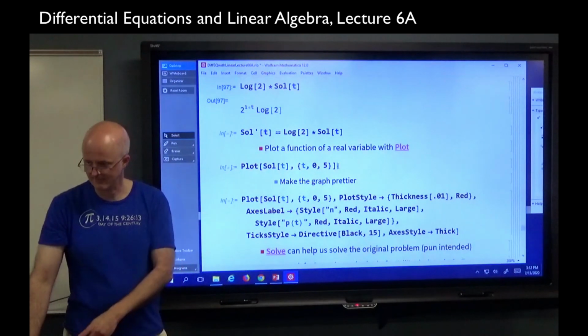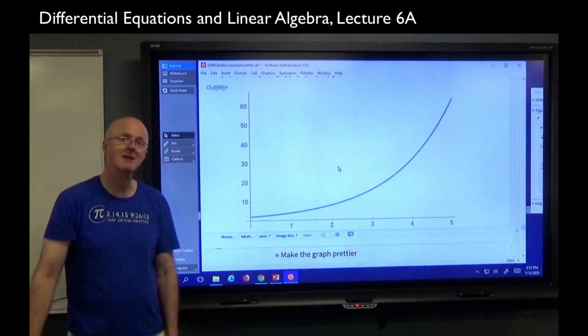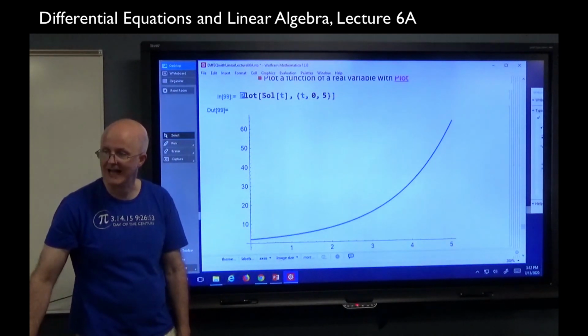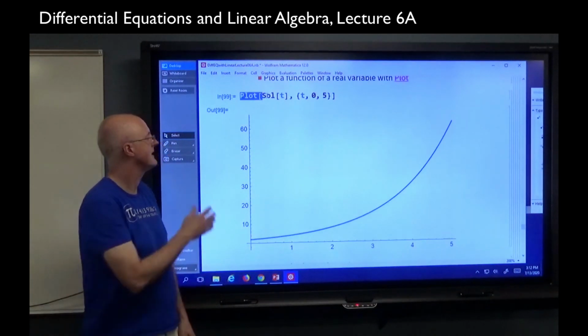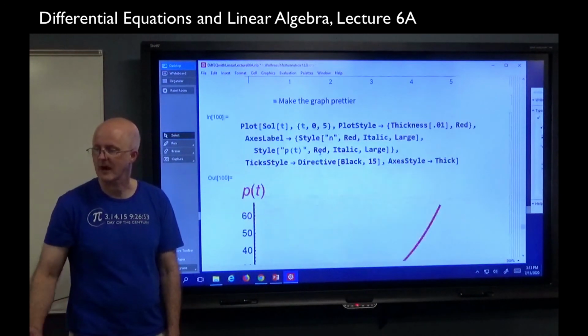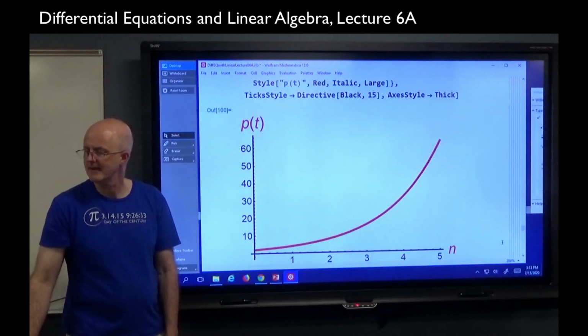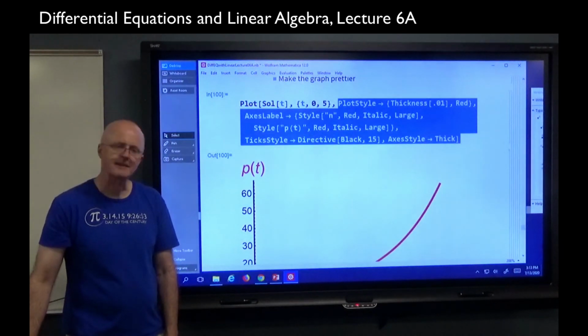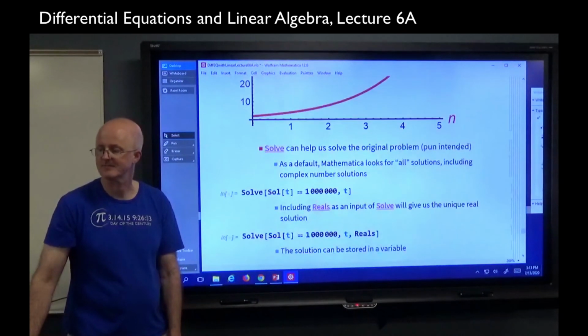We can make plot. That's now a continuous plot, made with plot instead of discrete plot. It's a continuous graph. That's what we're used to. We can make it prettier with these other options. Don't worry about those things at the moment. Again, you get used to this kind of thing by copying and pasting examples.